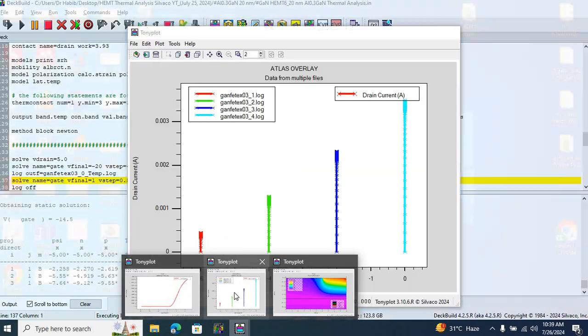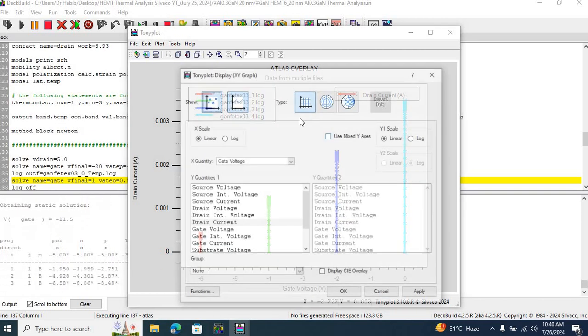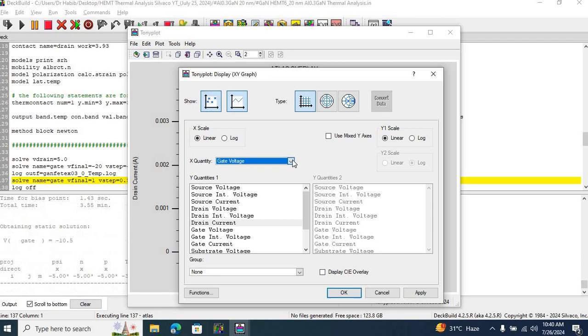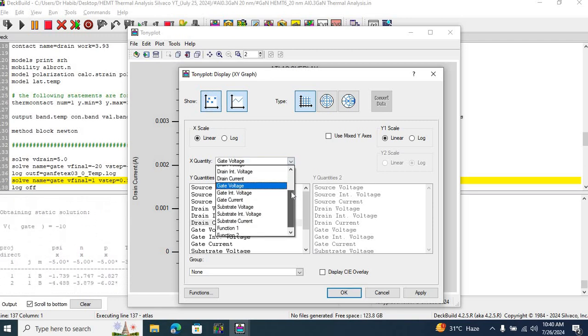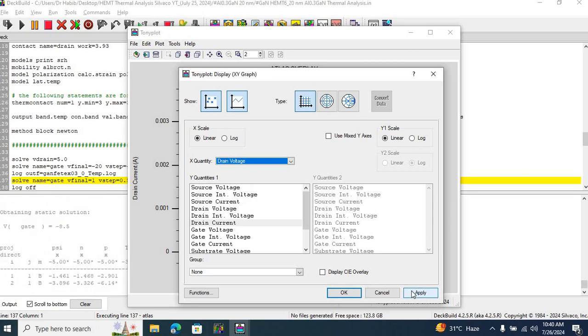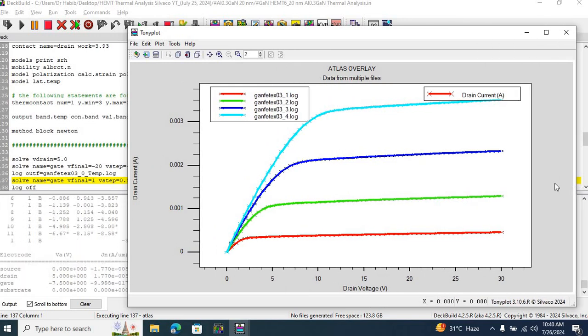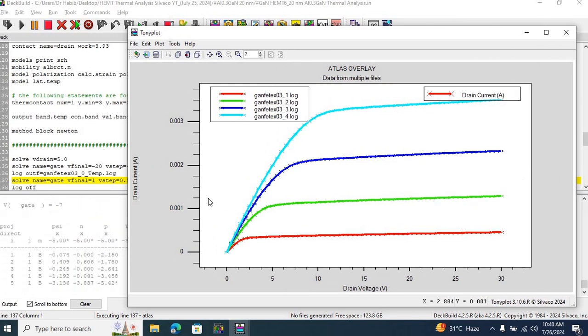And now at this point I'm interested in looking at the drain current versus drain voltage. So we go to display, and instead of the gate voltage I select the drain voltage, hit apply and click OK. And here are the family of curves for the drain current versus the drain voltage.